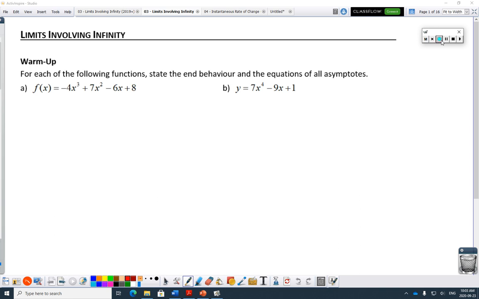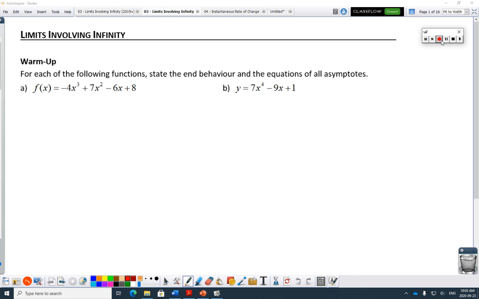For each of the following functions, state the end behavior and equations of all the asymptotes. This is a review of Chapter 4 and 5 of advanced functions coming up, or the important features of Chapters 4 and 5. Way back here, end behavior of functions of polynomials was just this.